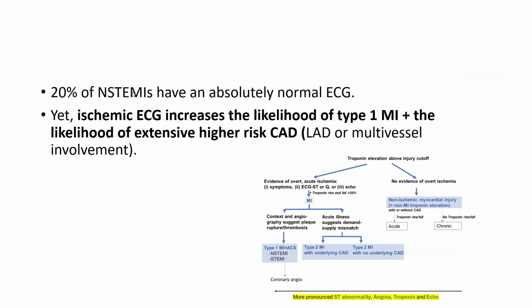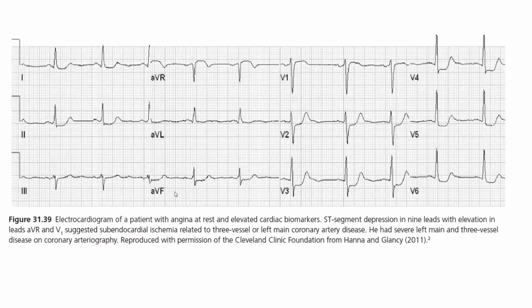And EKG is extremely important. Even though 20% of non-STEMI have an absolutely normal EKG and are caught by troponin, ischemic EKG is still extremely important because it increases the likelihood of type 1 MI versus type 2 MI, and it increases the likelihood of extensive higher risk multi-vessel CAD. Even within the same type 1 MI, having no ST depression or mild or limited ST depression versus more extensive one, it changes the prognosis.